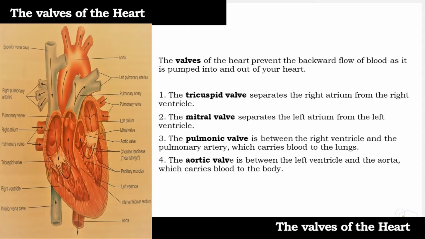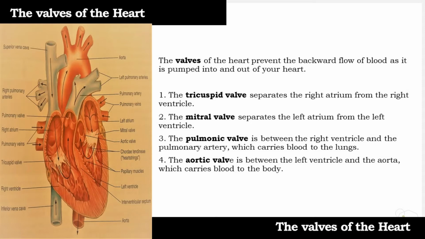The valves of the heart. The valves of the heart prevent the backward flow of blood as it is pumped into and out of your heart. The tricuspid valve separates the right atrium from the right ventricle. The mitral valve separates the left atrium from the left ventricle.